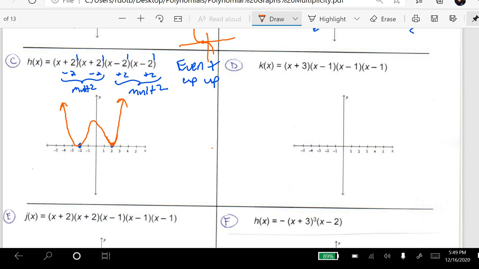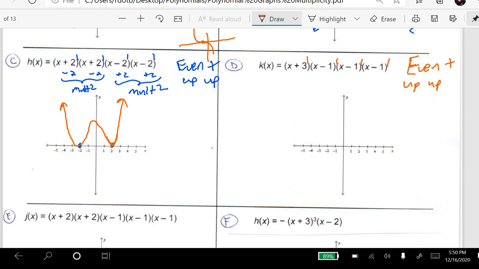All right, last question here will be D. For this one, when we go through and figure this out, it's going to be 1, 1, 1, 1, which means it's fourth degree, which means it's even. There's nothing indicating it's a negative, so it's going to be up, up.